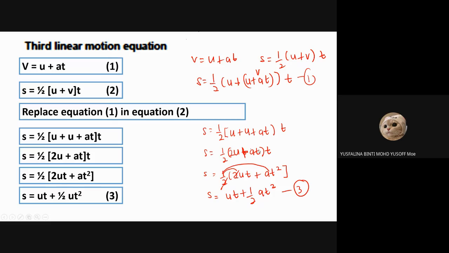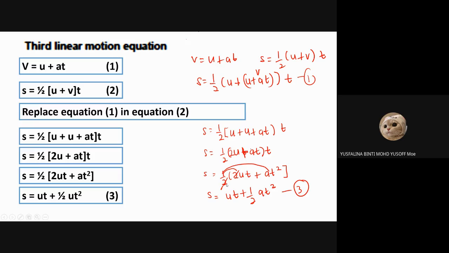So this is AT. Alright, so the next part, I have to expand it. So 2U multiplied by T, I got 2UT, plus AT multiplied by T is AT square. So this one I expanded, 2U multiplied by T is 2UT, and AT multiplied by T, I got AT square here. Until that, can you follow? Can you understand? Yes, teacher.